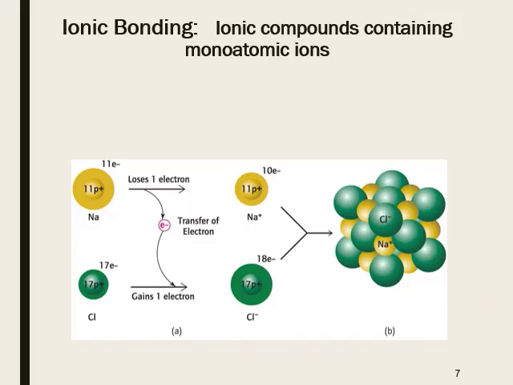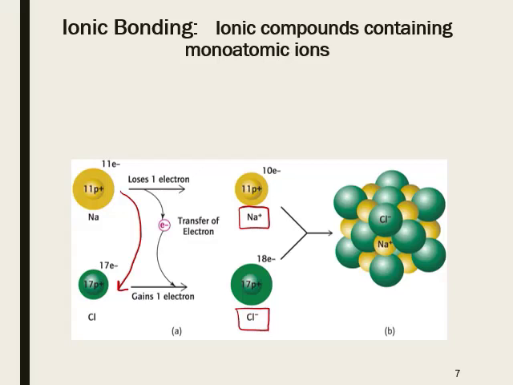If we look at the transfer of electron process together, we will see that the sodium metal loses an electron, and that electron is transferred to the chlorine atom. So after the loss, sodium becomes a positively charged ion or sodium cation, and chlorine becomes a negatively charged ion or an anion. We know that opposite charges attract each other because of electrostatic interaction, and that electrostatic interaction is responsible for the formation of ionic bond.